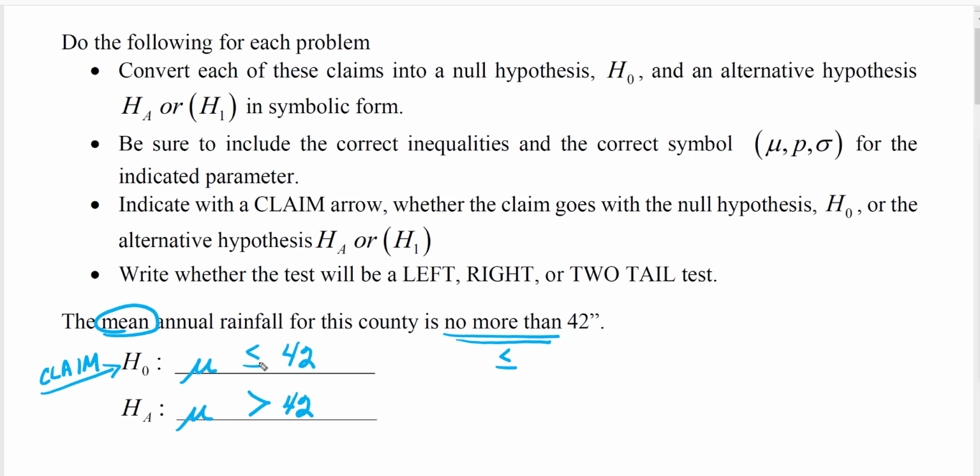determine if it's left, right, or two-tailed test. To determine if it's left, right, or two-tailed test, we have to look at the alternative hypothesis. Since the alternative hypothesis is greater than, we know that this will be a right-tailed test.